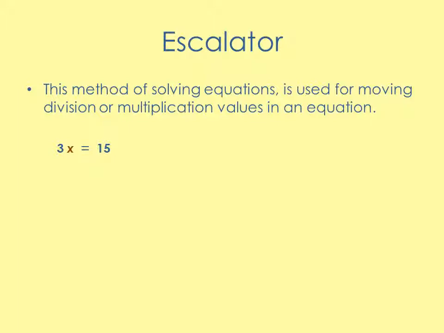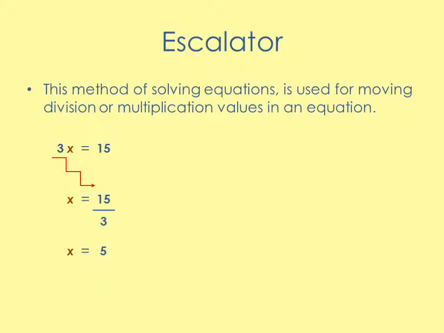So the 3 has to move from the left hand side of the equal sign over to the right, and we're going to use the escalator technique. In this instance, it's going to move down the escalator and become a division. So let's see how this works. We want to find x. It goes down the escalator, and as you can see, the 3 moves down the escalator and becomes a division. So now it's 15 divided by 3, which gives us 5.